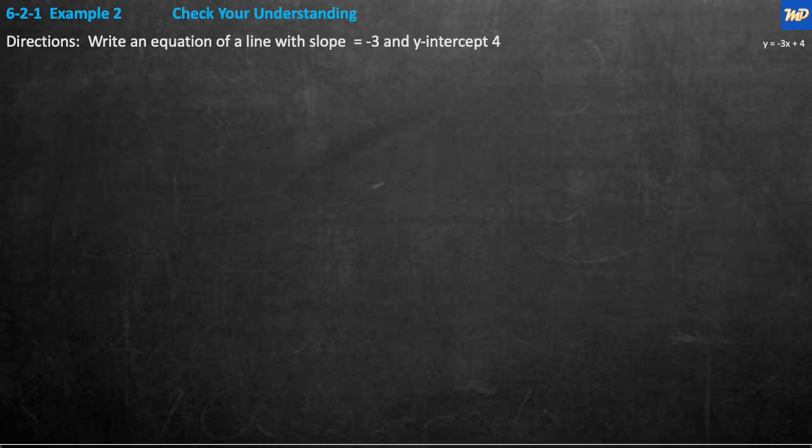Let's move on. Example 2, check your understanding. As you know, I'd like you to pause the video here. Write an equation of a line with slope equal to negative 3 and the y-intercept equal to 4. So I'm going to pause for a couple seconds here and let you get going.